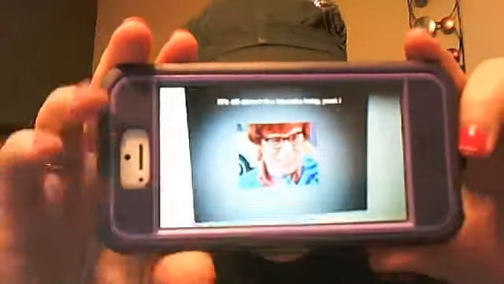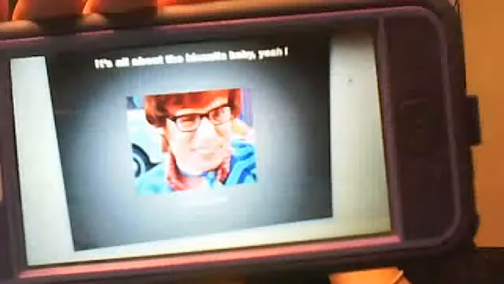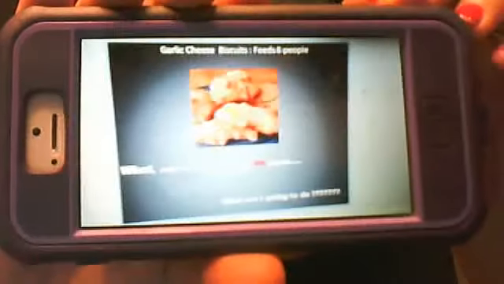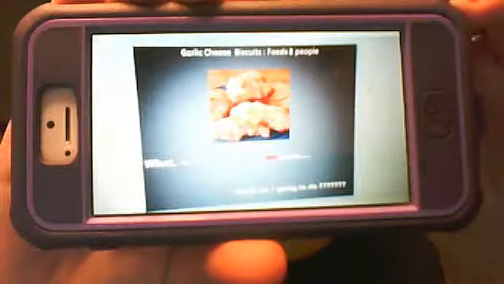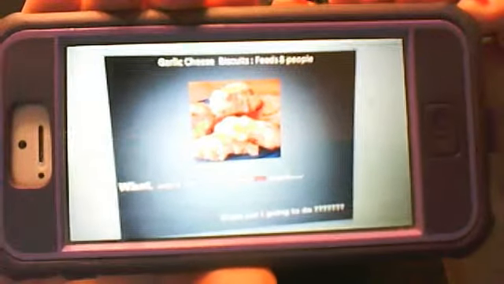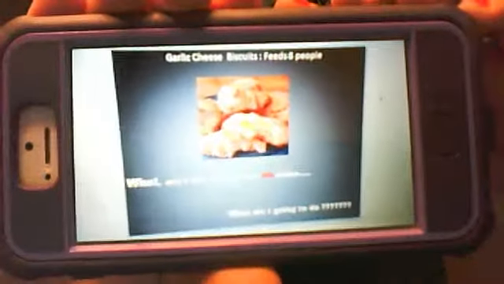It's all about the biscuits, baby, yeah. Brandy's garlic cheese biscuits feeds 8 people, but we need to feed 200 people. What am I going to do?